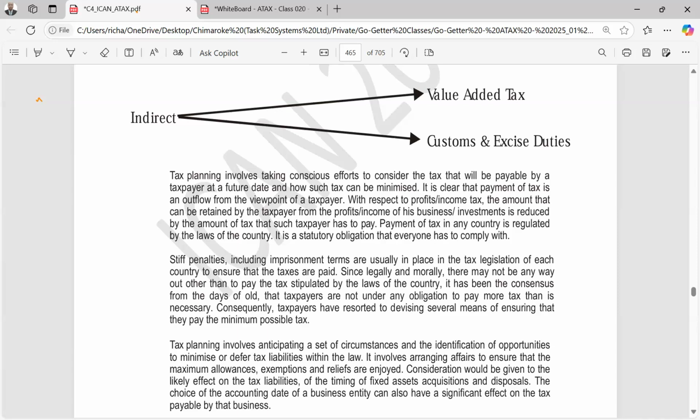Then your aim is to minimize your tax. When you minimize your tax, what does it mean? It means that you are not paying more than you are supposed to. You are paying nothing more than the minimum.